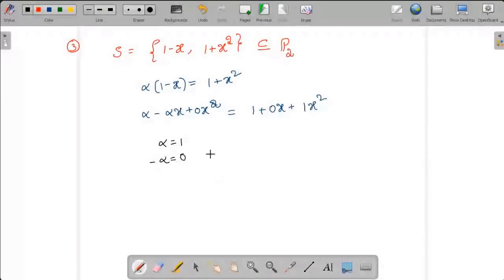How is it possible, sir? One time we are saying alpha equal to 1, another time we are saying alpha equal to 0. And if you look at the third situation, that is 0 equal to 1, it is not possible. It means that there is no alpha for which alpha into V1 equals V2. So it is very clear that S is linearly independent. Yeah, tell me.